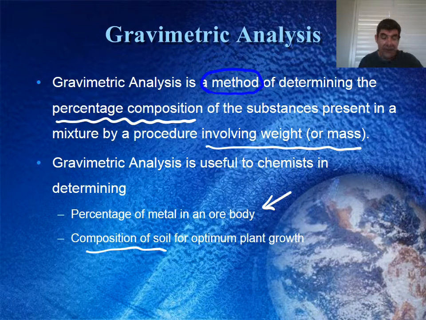Likewise, we can carry out gravimetric analysis on soils to determine the composition, particularly if there are certain trace elements that affect plant growth. And different plants require different sets of conditions, different trace elements, fertilizers, nitrogen, phosphates, and so on. And so gravimetric analysis helps us to determine for a particular soil sample exactly what the composition is and whether or not we need to add things like fertilizer or lime and change the composition.